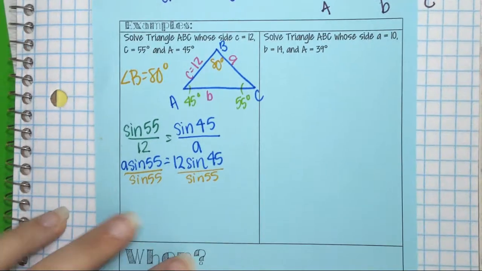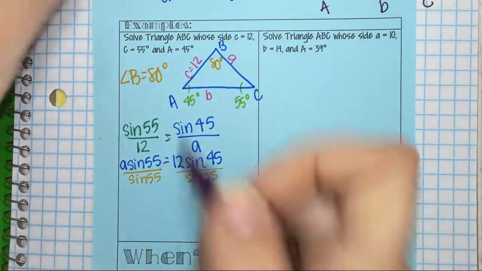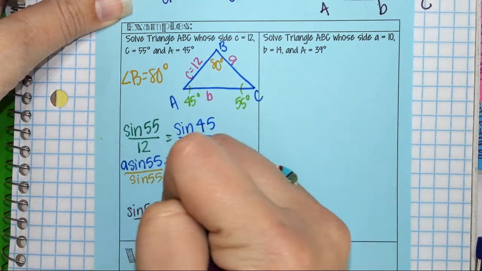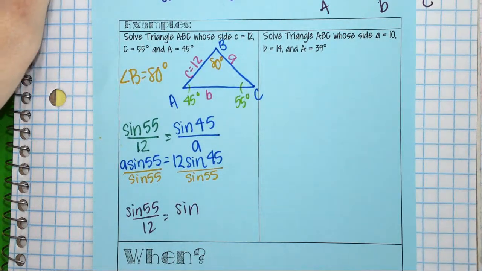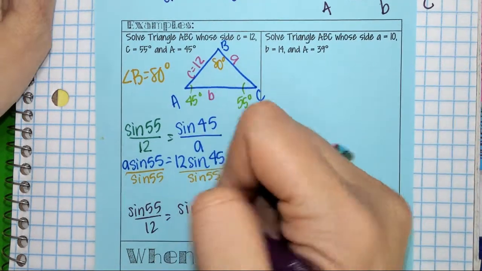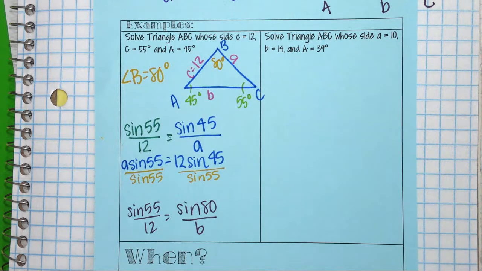So if you're trying to find B, you would set it up the same way. I'm just going to use a different color. You would do the sine of 55 divided by 12 equals the sine. What angle would we use this time, though, to find B? Divided by B. And then cross multiply.